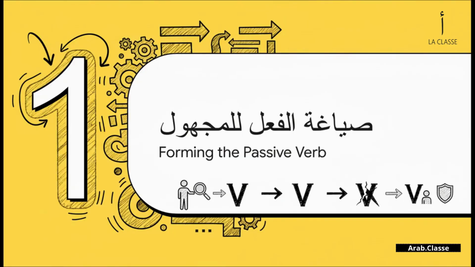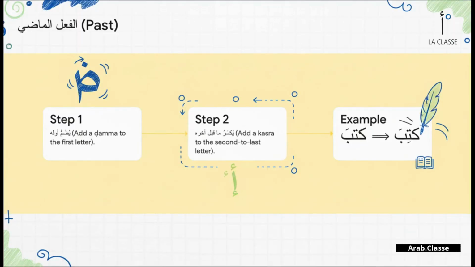So a new noun has stepped up to the plate. But a change this big creates a ripple effect. The verb has to transform too. It needs to send a clear signal that its original agent is gone and that it's now working with a deputy. So let's check out how it does that. For the past tense, it's this beautifully simple two-step process. First, you put a dhamma, that oo sound, on the very first letter. Second, you put a kasra, an e sound, on the letter right before the last one. So a verb like kataba, he wrote, magically becomes kutiba, it was written. It's so predictable and elegant, you gotta love it.